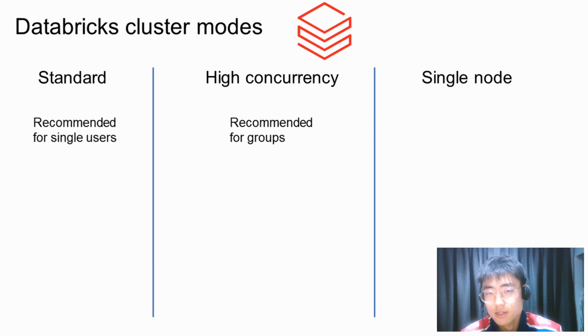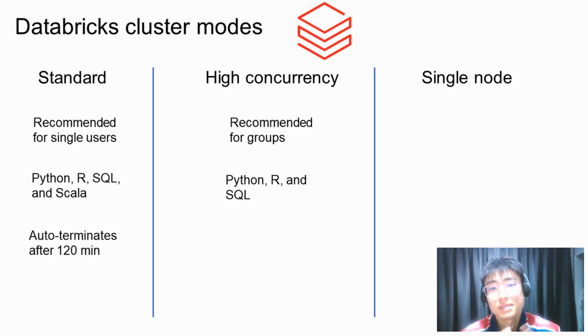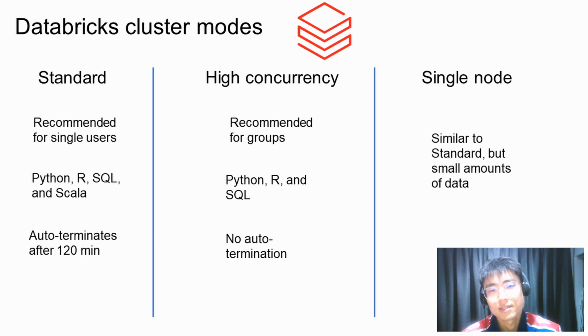And for standard cluster, the compatible languages are Scala, R, Python, and SQL. Whereas for high concurrency cluster, the compatible languages are all that except Scala. And standard clusters terminate after 120 minutes of inactivity, whereas high concurrency clusters don't have any auto termination. And the single node cluster is very similar to the standard clusters, but it's for small amounts of data. So we'll go back to the question here.